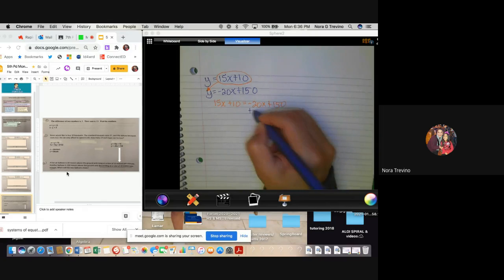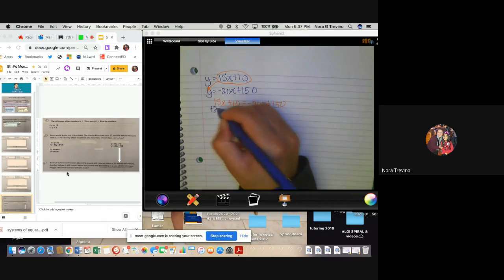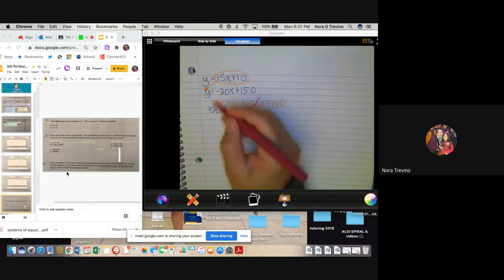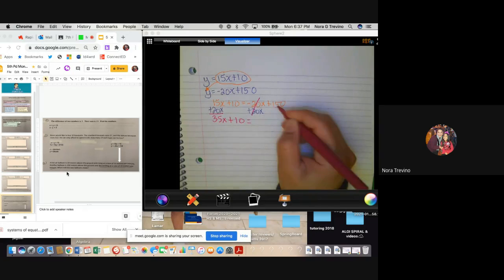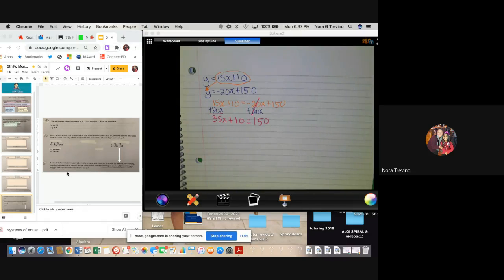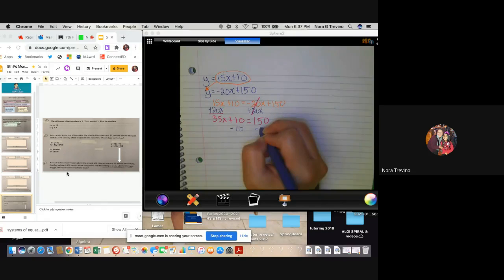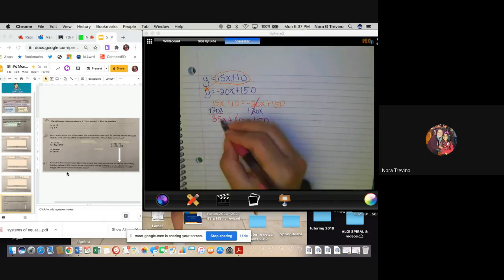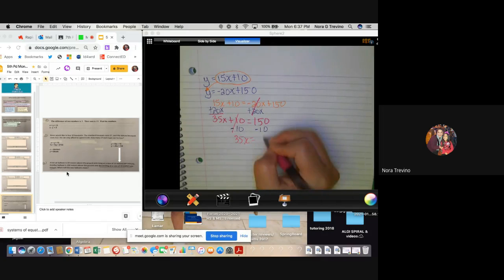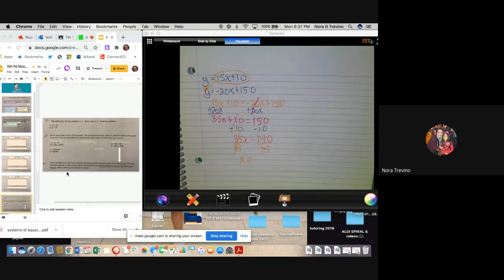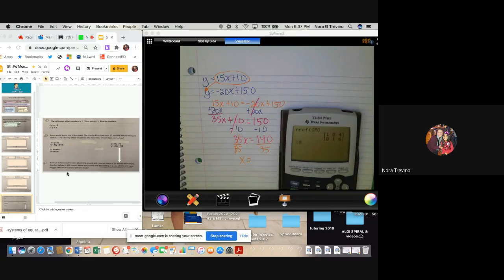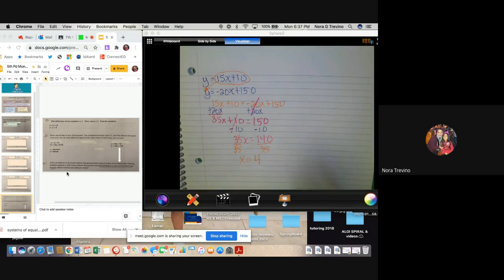Letters left. So plus 20x, plus 20x. 15 plus 20, that's 35x. Bring that plus 10 and bring down the 150. Move that 10. So you get 35x is equal to 140. And then divide by 35, divide by 35. And you don't have to break your head. 140 divided by 35 is 4. So the x is 4.